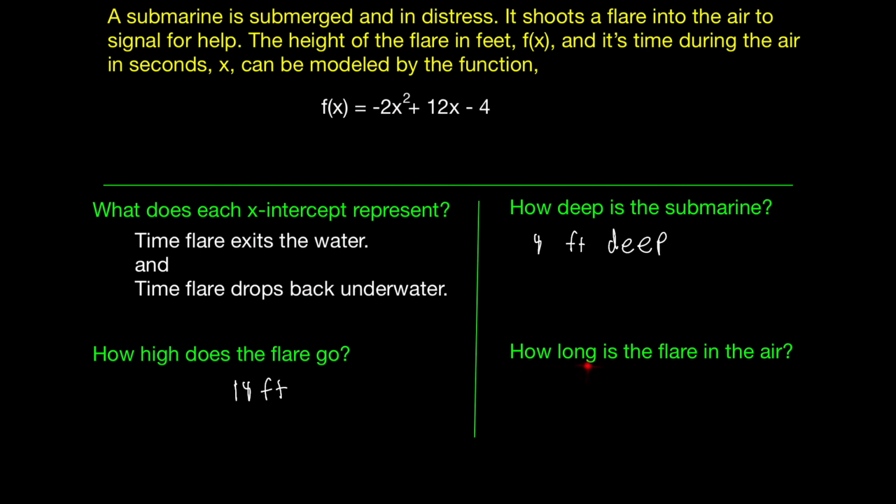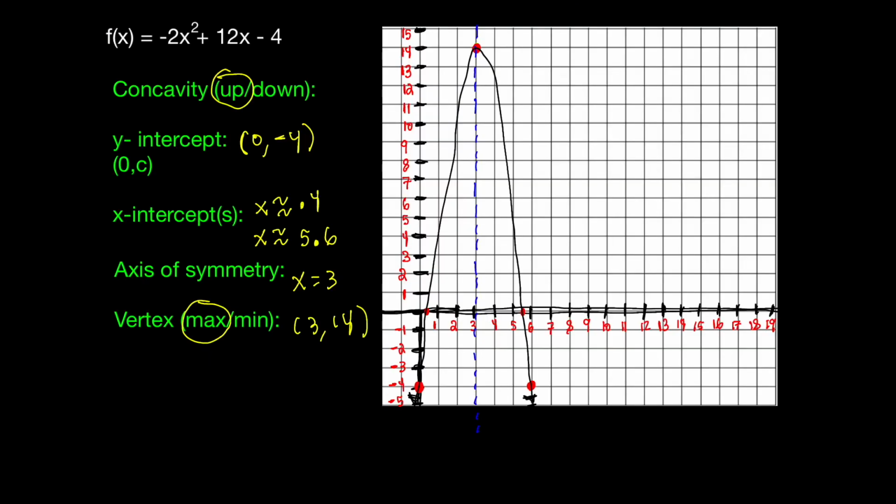Now let's turn our attention to how long the flare is in the air. Here, notice that the flare is in the air during this time that I'm emphasizing in yellow. You can see that this time is in between both of the x-intercepts, and the x-intercepts are 5.6 and 0.4. We can calculate this distance by subtracting the x-intercept on the left from the x-intercept on the right.